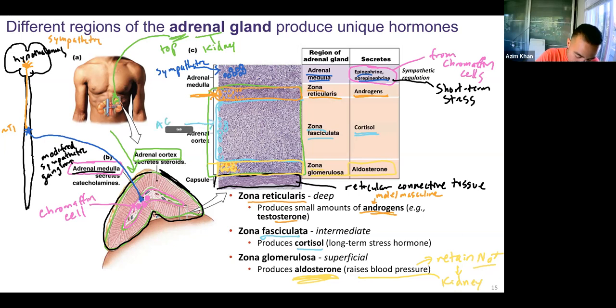Adrenocorticotropic hormone from the anterior pituitary stimulates zona fasciculata to release cortisol. And then your blood pressure regulates how much aldosterone is released from zona glomerulosa. Many different hormones released for different reasons from the adrenal gland.